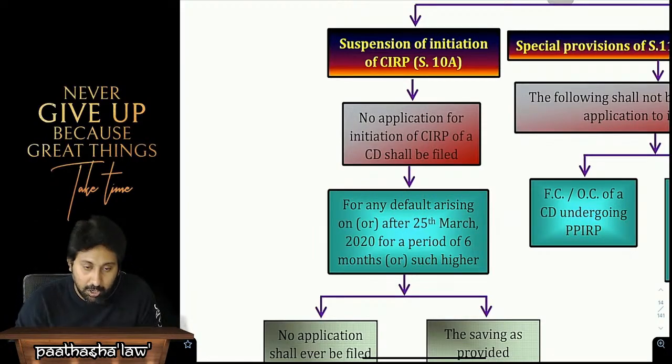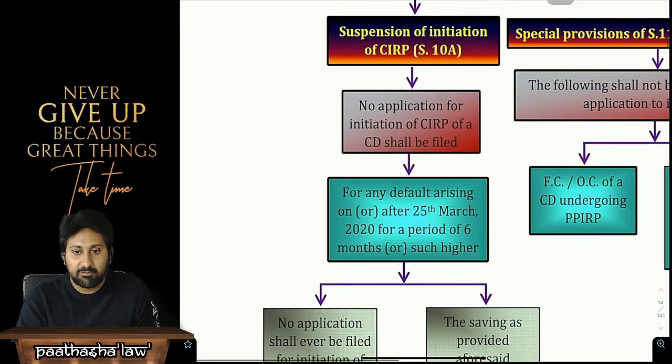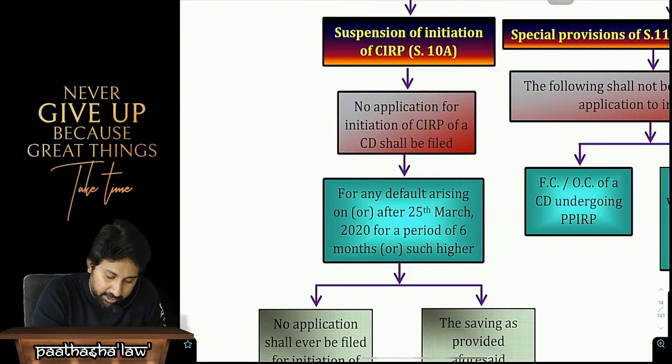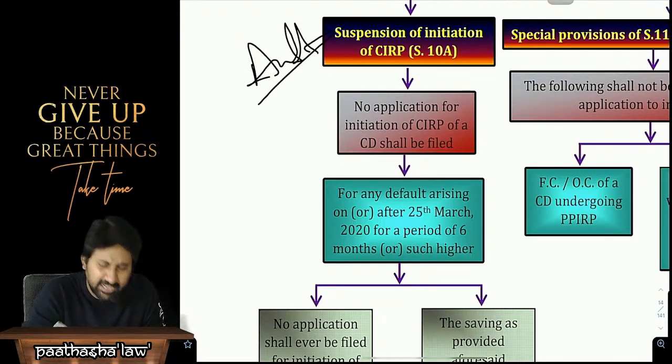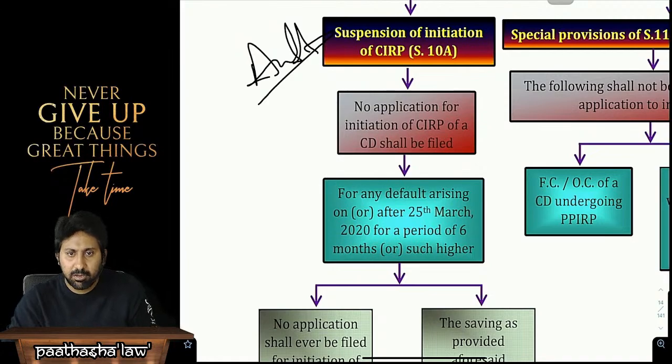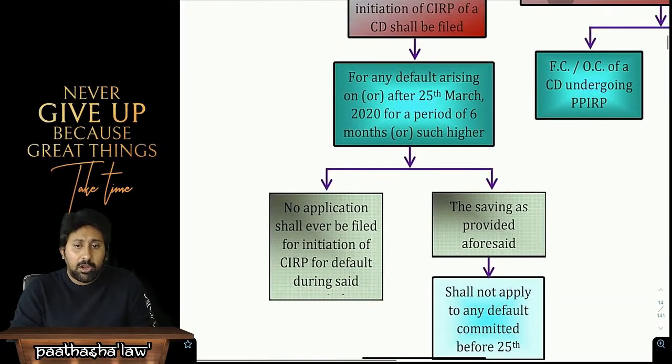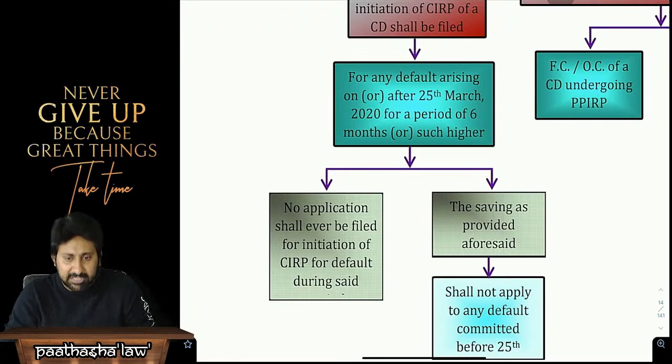See here. No application for initiation of CIRP of a corporate debtor shall be filed for a default. This is a section 10A amendment point actually. Not the latest, one attempt before, but not asked in the exam. Therefore, this is important for us. Section 10A: no application for initiation of CIRP of a corporate debtor shall be filed for any default arising on or after 25th March 2020 for a period of 6 months or such higher period. No application shall ever be filed for initiation of CIRP for a default during the said period.